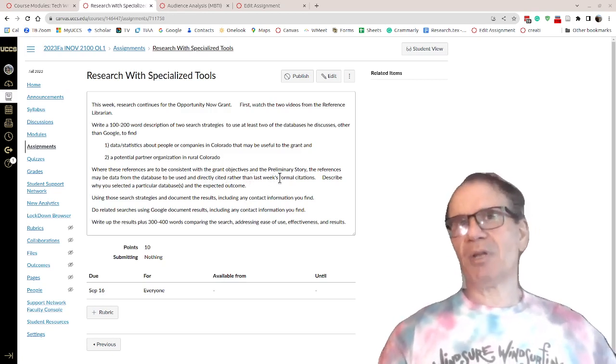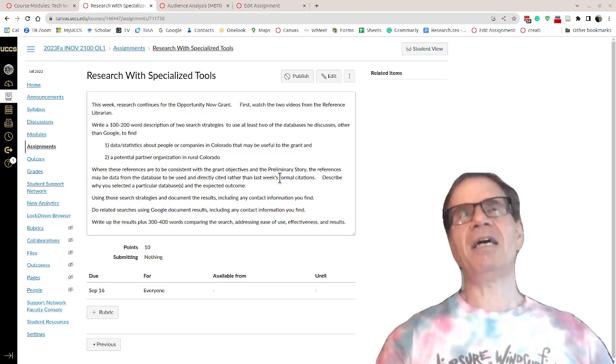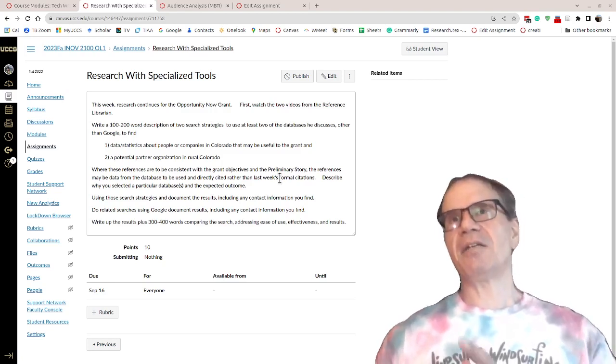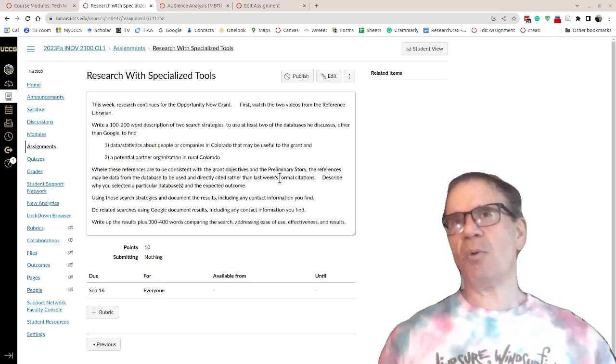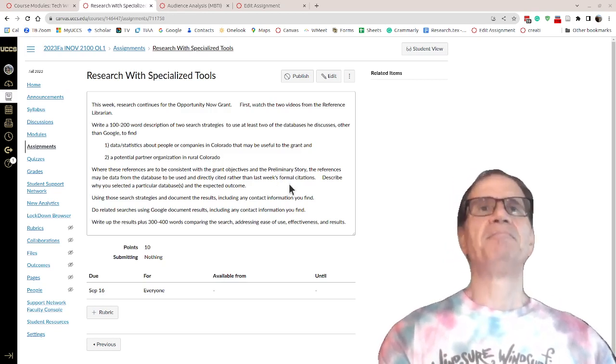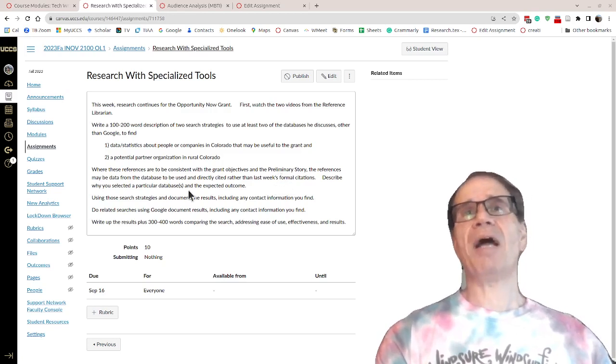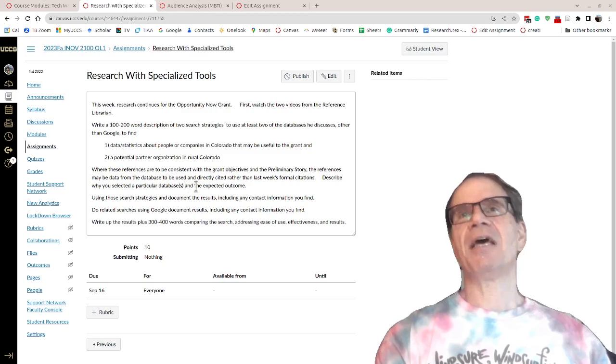So this is the difference between preliminary data versus citing somebody else's papers, which is a way of gaining credibility because you're talking about some experts in the field. So as part of the write-up, I want you to describe why you selected particular databases and the expected outcome.